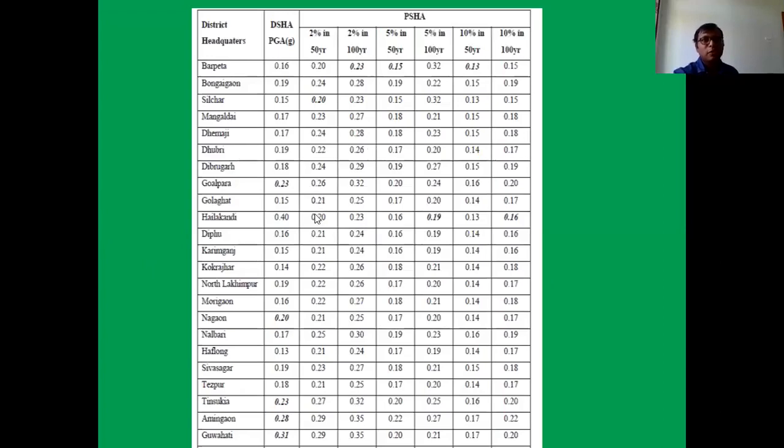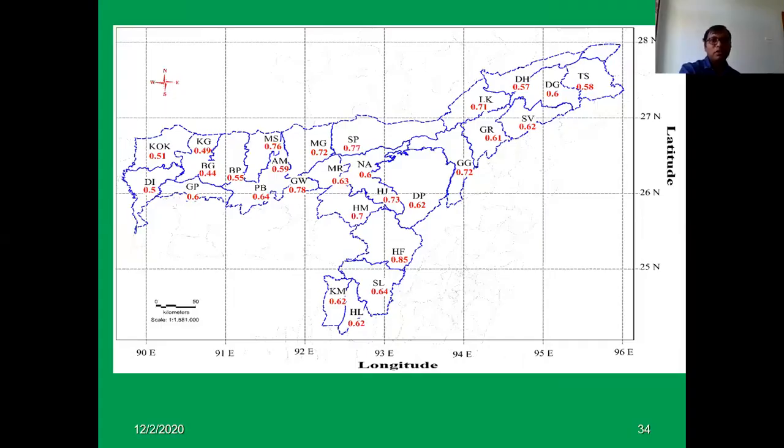These are again shown in tabular form for all the districts located in Assam state, headquarters. We have mapped and quantified for all the districts, based on DSHA as well as PSHA, for 2% and 10% probability, for 50 years, 100 years, and so on. These are the PGA values. This is a spatial mapping for the study area in the district headquarters that we have estimated, shown in map form.